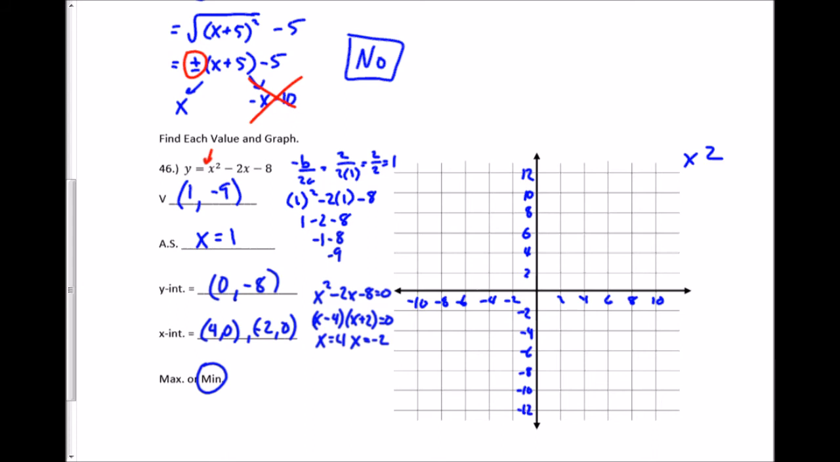So I do the 1, -9. It's right here. Oh, sorry, 1, -9 is right here. X equals 1. Axis of symmetry is this vertical dotted line. Y equals a -8. For my y-intercept, I can reflect that point over here. 4 and a -2 for my x-intercepts, and that's enough information to graph this thing. I get a nice looking parabola that looks like this, and that's it. Okay?